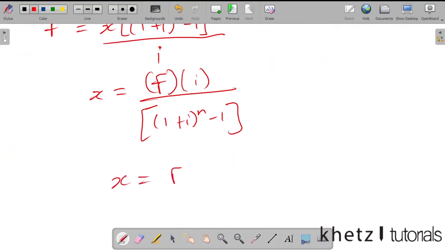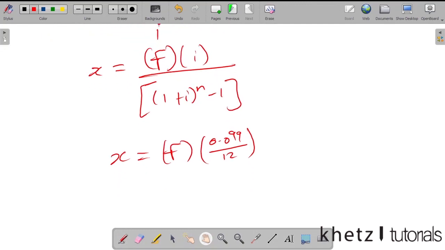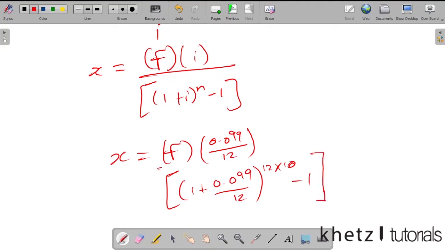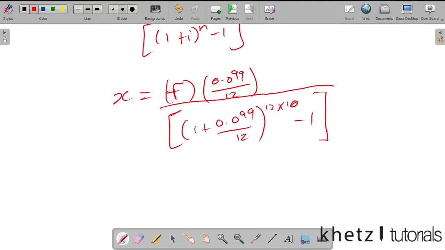And your I should be, so the interest rate is 9.9%, and it's compounded monthly. That's why we divide by 12. And we're going to have 1 plus the same thing, which is I divided by 12, to the power 12 multiplied by 10 to indicate the number of payments that you're going to make. So since it's compounded monthly, in 10 years, you're going to pay 120 times, because in a year you have 12 months. So in 10 years, you expect to have made 120 payments.